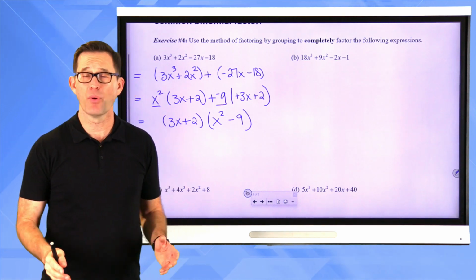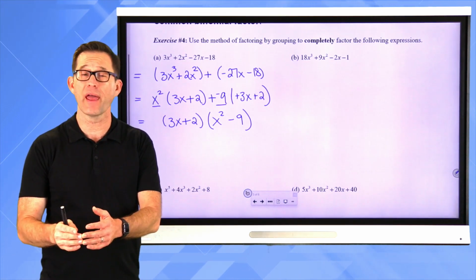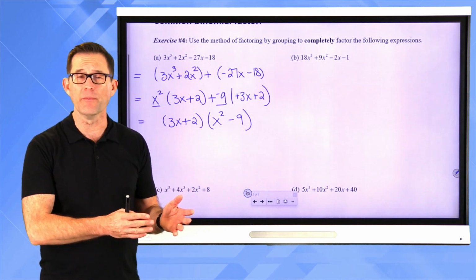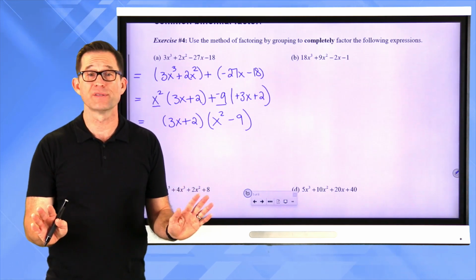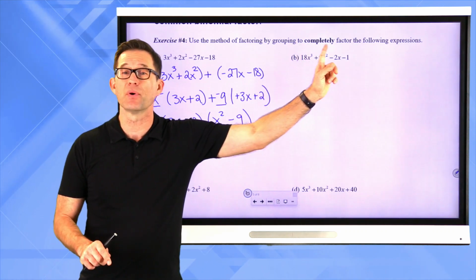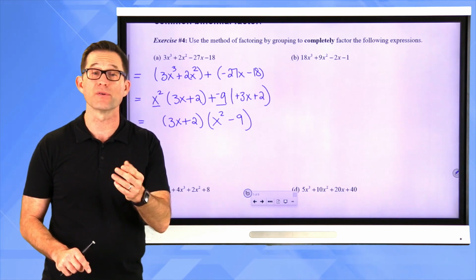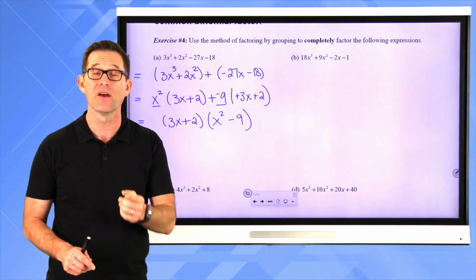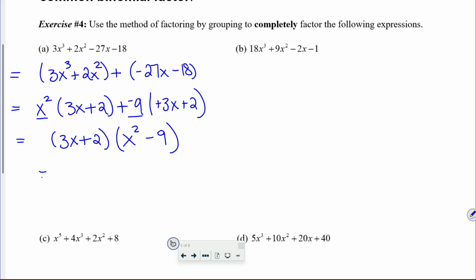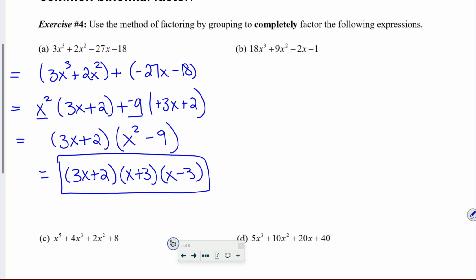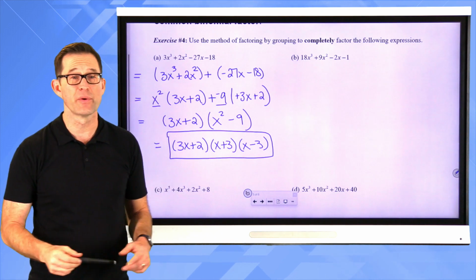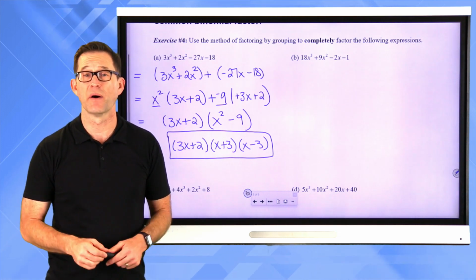Now sometimes at that point, you're done. And in exercise 1 and exercise 2, we were done at that point. The only reason we're not done at this point is it says completely factor, and x squared minus 9 is an example of the difference of perfect squares. And because of that, we can continue to factor it as 3x plus 2 times x plus 3 times x minus 3. And that's it, right? 3x plus 2 times x plus 3 times x minus 3.